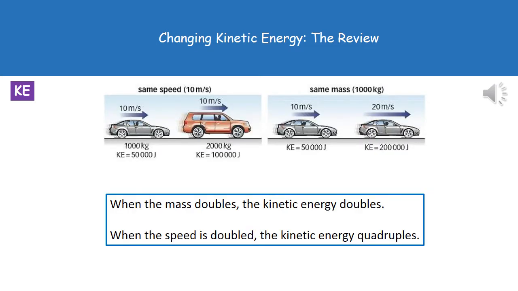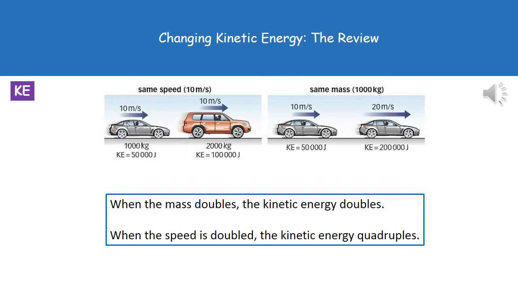We do need to understand the exact relationship between our mass and the speed and kinetic energy. So what we've got are two distinct patterns. First one is if we double the mass, then our kinetic energy will double. If we look at the speed, however, when we double our speed, the kinetic energy quadruples.